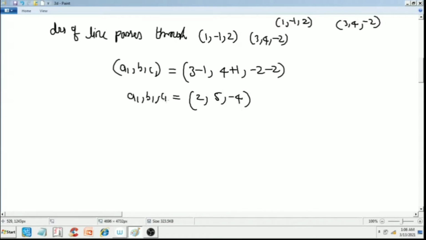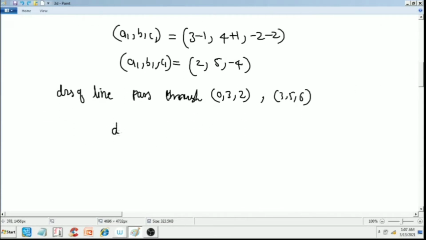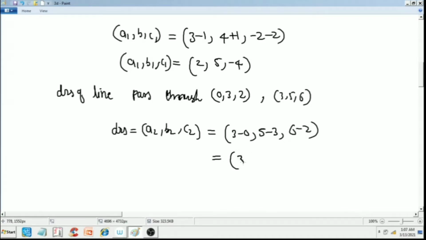Next, the DRs of the line passing through the other two points. Now find the DRs. Let us say the DRs are A2, B2, C2, which is x2 minus x1, 3 minus 0, y2 minus y1, 5 minus 3, and z2 minus z1, 6 minus 2. So this is 3, this is 2, this is 4. So we have A2, B2, C2 as the DRs of the second line.